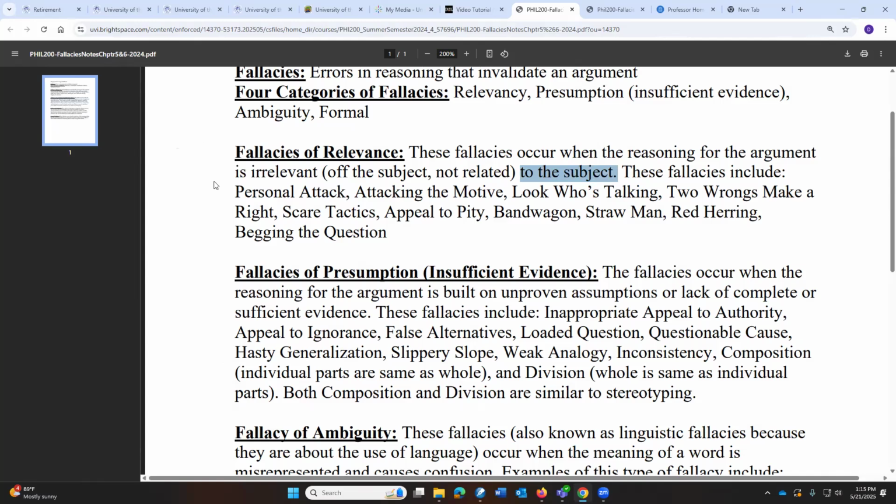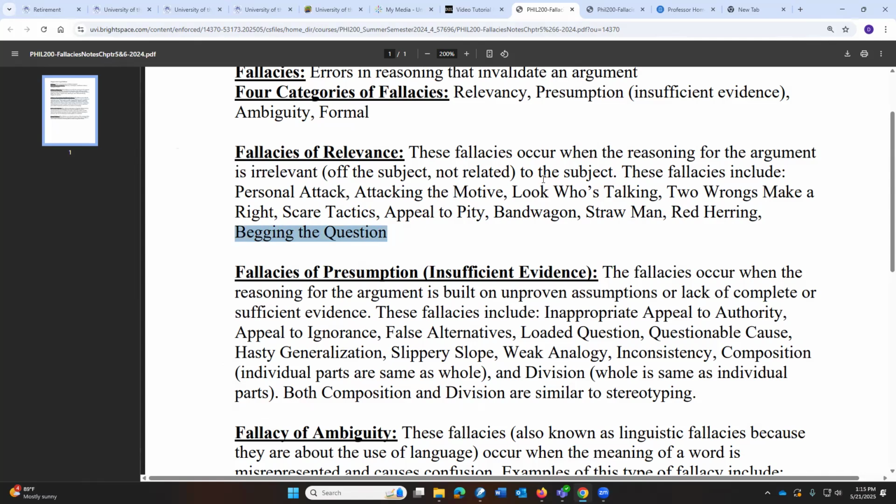They include the personal attack on people, attacking the motive, the reason for what is being said, looking at who's talking, meaning that you shouldn't talk yourself, okay? Two wrongs make a right, an eye for an eye kind of mentality. Scare tactics, okay, intimidating people. Appealing to pity, feel sorry for me. Jumping on the bandwagon fallacy. The straw man, the red herring, and the last one, begging the question.